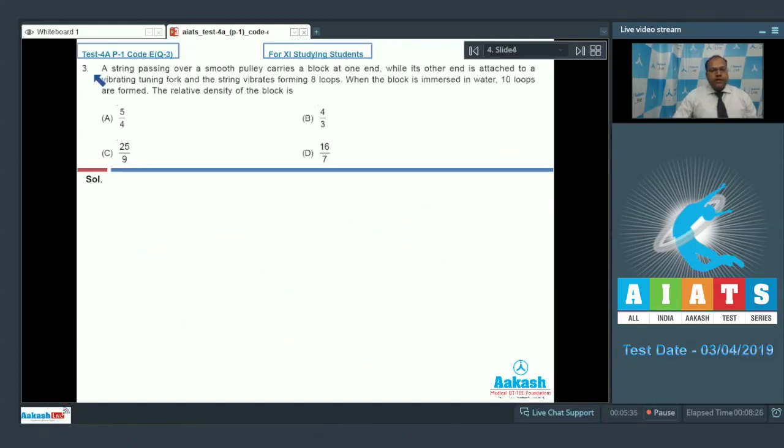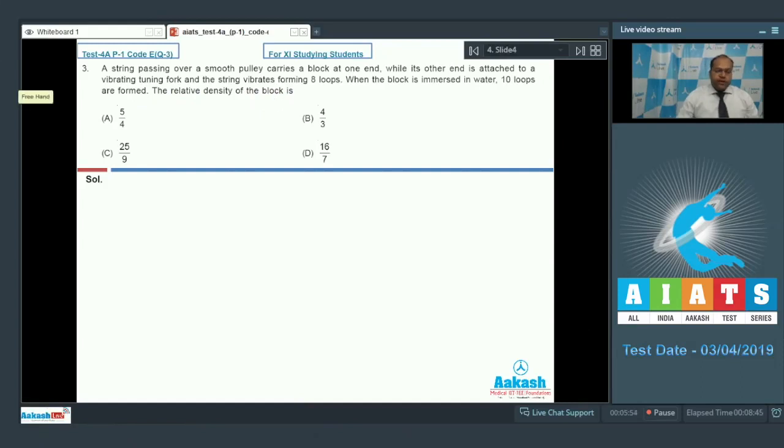In question number 3, a string passing over a smooth pulley carries a block at one end while its other end is attached to a vibrating tuning fork, and the string vibrates forming 8 loops. When the block is immersed in water, 10 loops are formed. The relative density of the block is.